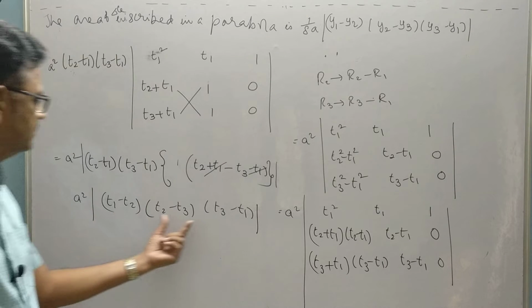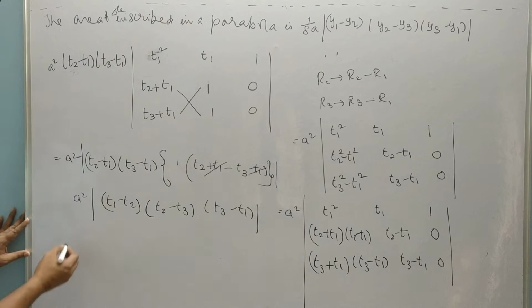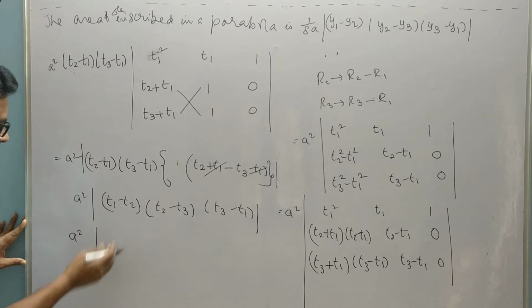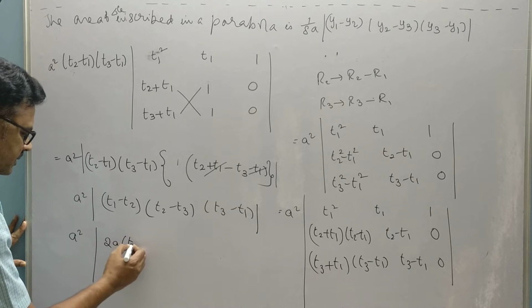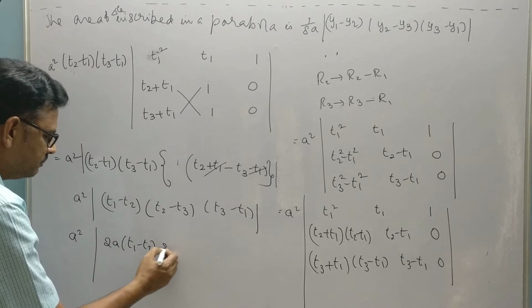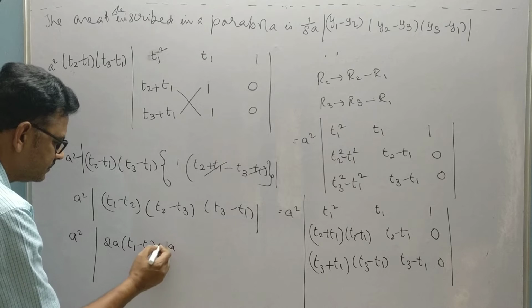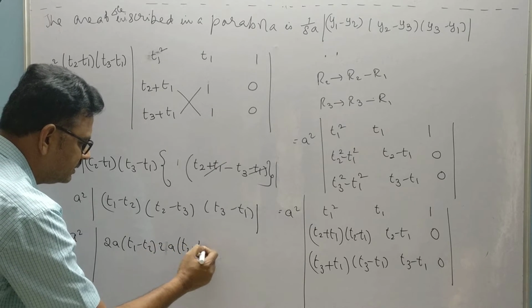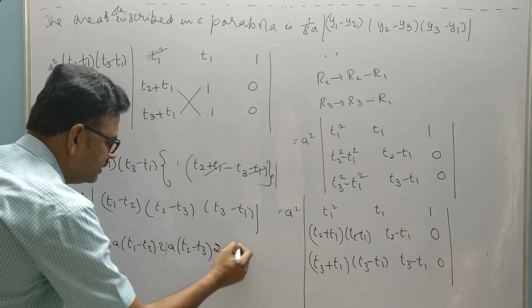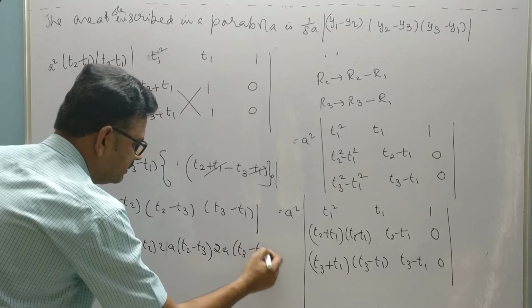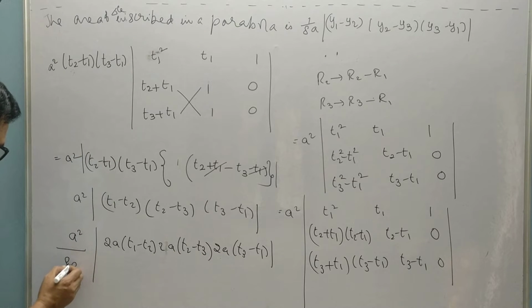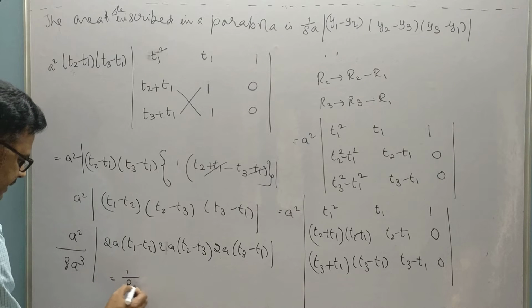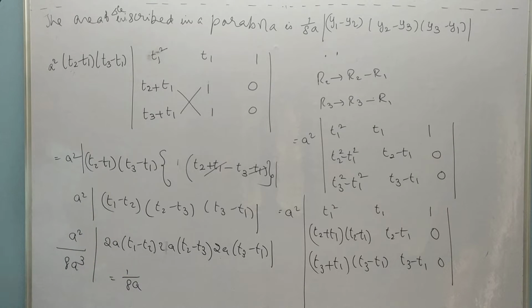So this is the area. Now, a square, we are multiplying and dividing by 2a. So this is T1 minus T2 into 2a, for this T2 minus T3 multiplying 2a, into T3 minus T1 by 2a, 2a, 2a. So this is 8a cube. That is equal to 1 by 8a, a square gets cancelled, 1 by 8a.